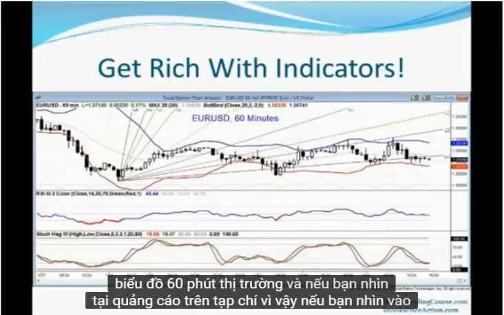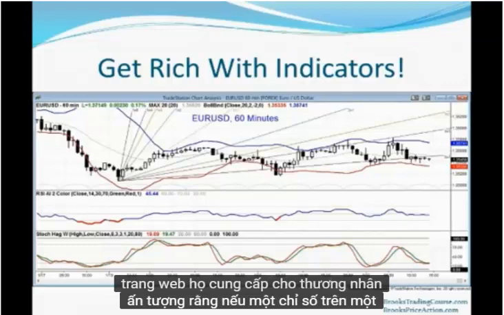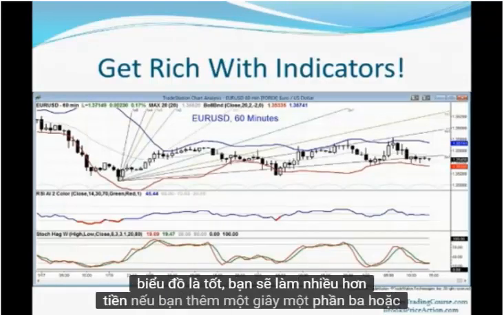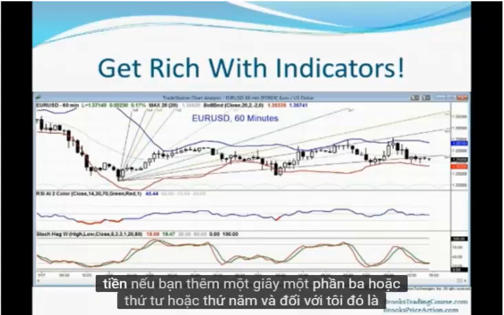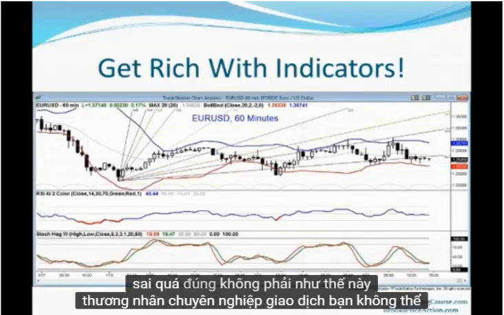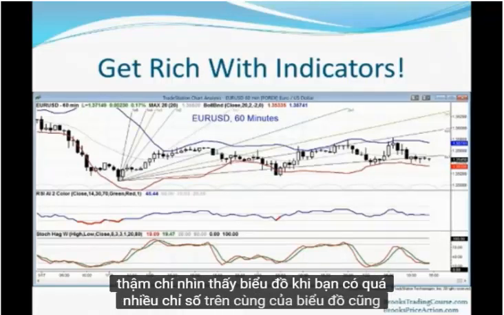And if you look at ads in magazines, or if you look at websites, they give traders the impression that if one indicator on a chart is good, you'll make even more money if you add a second, a third, a fourth, or a fifth. And for me, that is so wrong, right? This is not how professional traders trade. You can't even see the chart when you have too many indicators on top of the chart.